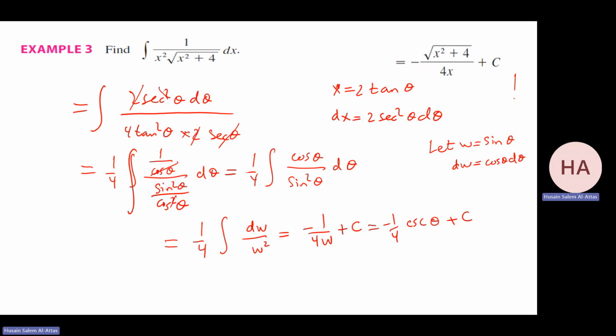Now I do the triangle here. This is theta. This is opposite over adjacent, and that will be square root of 4 plus x squared. I want cosecant. Cosecant will be what? Cosecant will be hypotenuse over opposite, over x, plus C. And that's what I have.